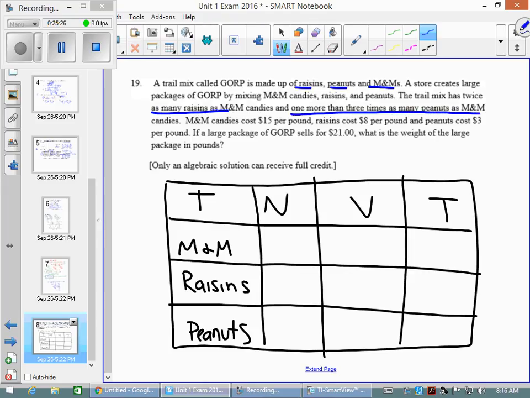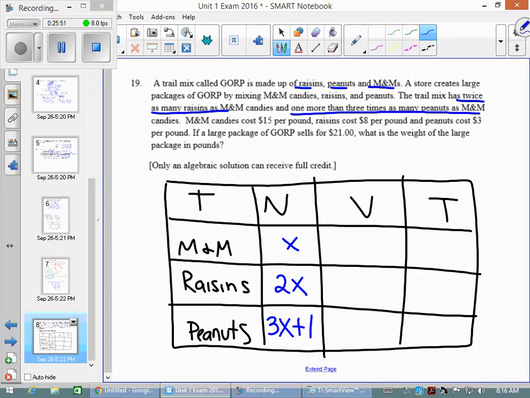Here are 3 pieces. Everything's being compared to M&Ms, so M&Ms is my x. I have twice as many raisins, so that would be my 2x. And I have 1 more than 3 times as many peanuts as M&Ms, excuse me. So 3 times as many M&Ms would be 3x, and 1 more than that would be plus 1. Then I go on to take their prices. So M&Ms is 15, raisins is 8, peanuts is 3.